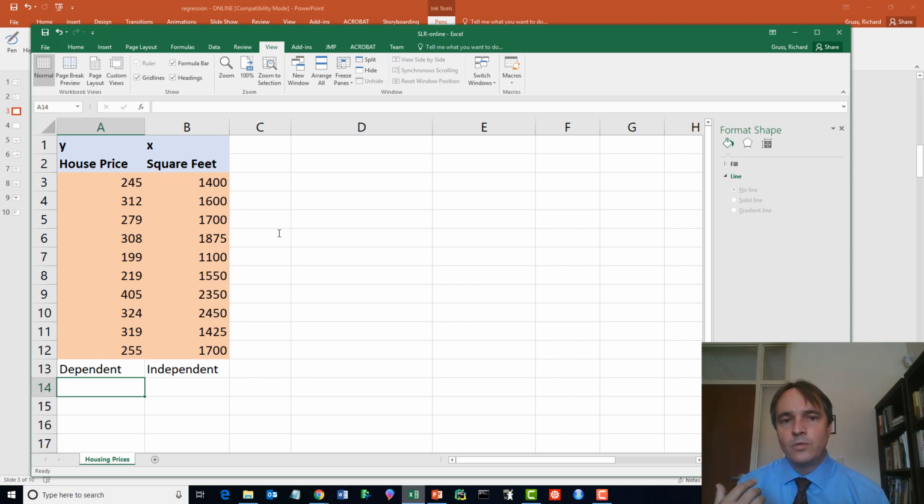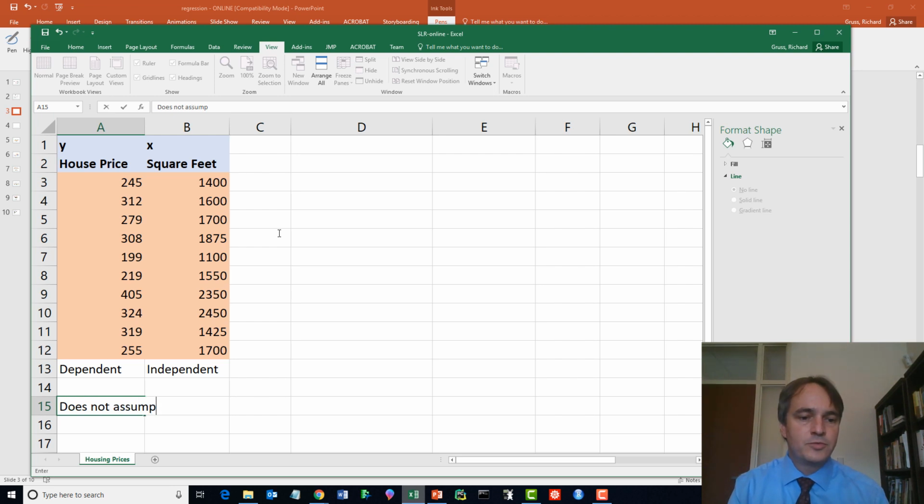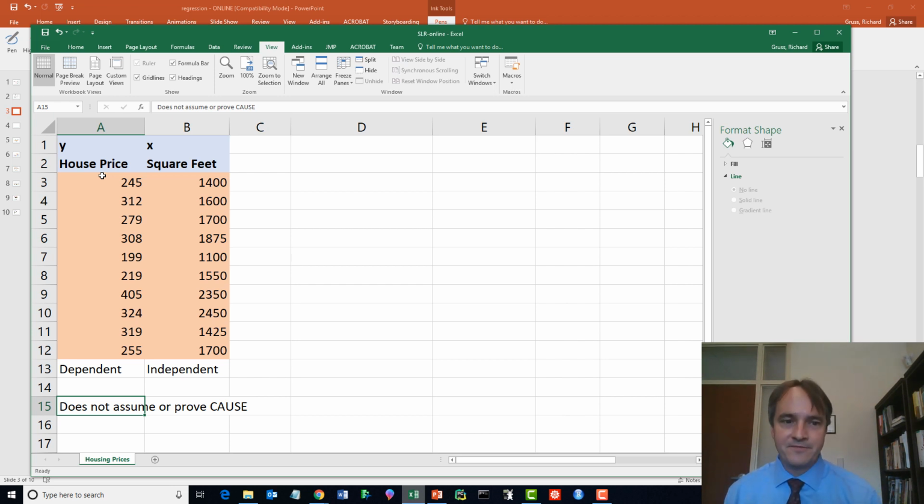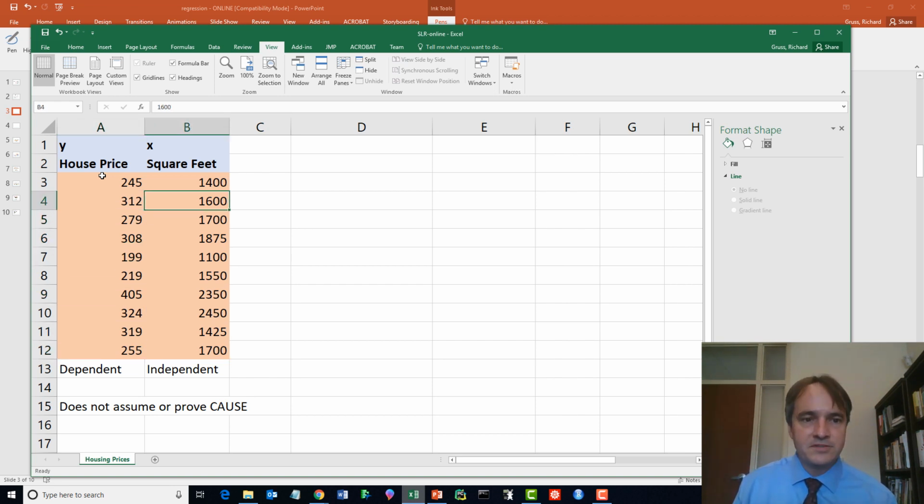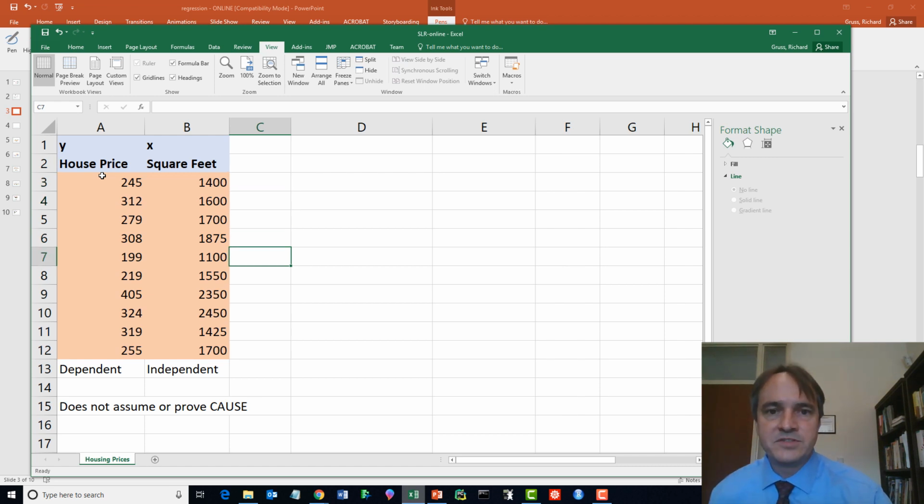Now we have to be careful about what we're saying theoretically. Regression does not assume or prove a cause. Okay, we're not able to say that square feet is the cause of a house price. All we're interested in saying is whether there is a relationship, if there is an effect. Okay, but that's kind of the inverse of cause. I don't mean to say that. We just want to see if there is some kind of a relationship between these two. Okay, and that's as specific as we can get.